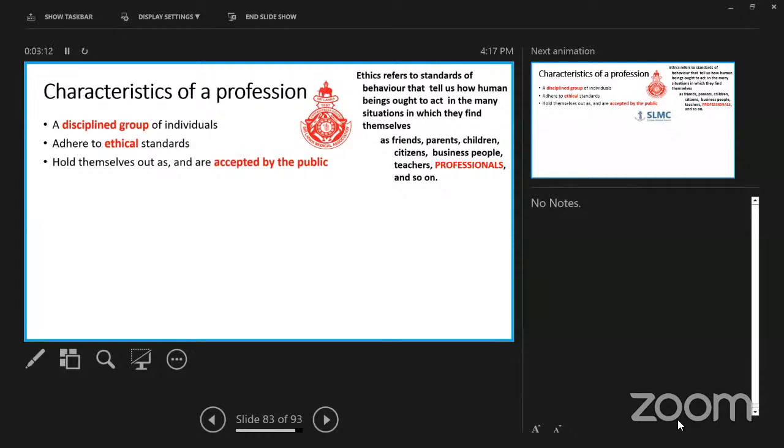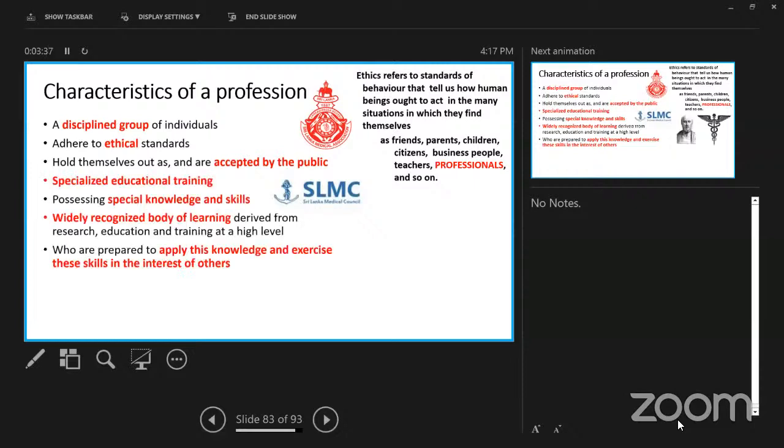So we hold ourselves out as accepted by the public, public in the sense of, for example, the Sri Lanka Medical Association. You are professionally recognized, endorsed, and accepted by the public through the Sri Lanka Medical Council to practice medicine and surgery in Sri Lanka. So you are a special kind of people among our society. You have specialized education and training, special knowledge and skills, a widely recognized body of learning derived from research, education and training at a higher level, and you apply this knowledge and exercise these skills in the interest of others.